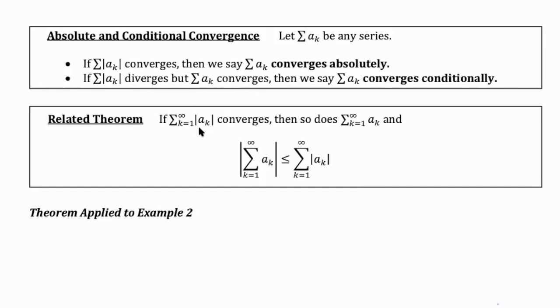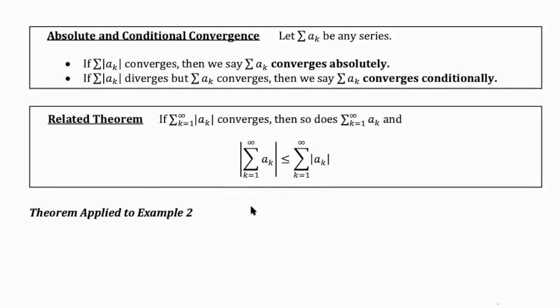And related to that, if we have a series and its absolute value converges, then so does the original series, which we already knew from above. But more specifically, we can relate the values that they converge to by this inequality. Let's go ahead and apply that theorem to example 2.